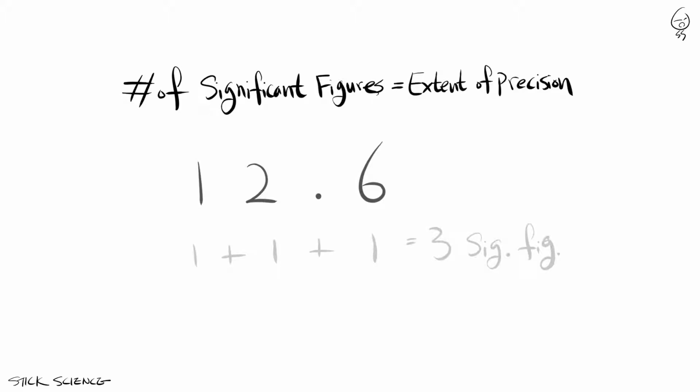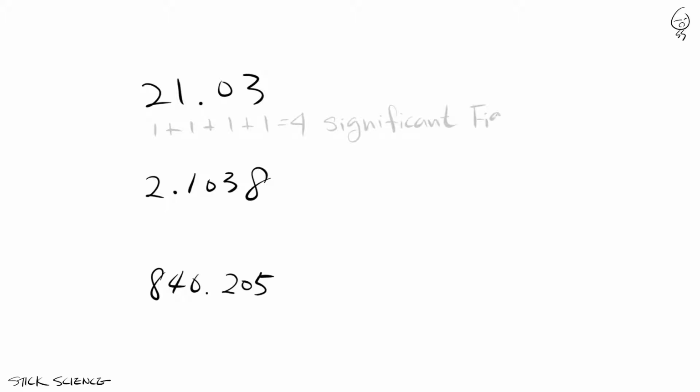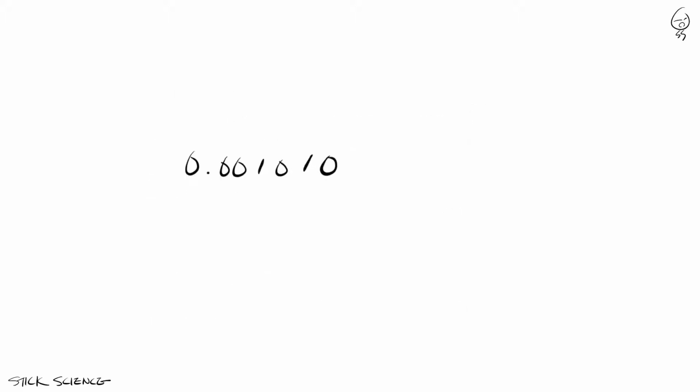Just add them up. For example, when we say there are 4 significant figures in 21.03, it means we measure to the 100th place, but we're a bit unsure about the last measurement. It's the same when we say there are 5 significant figures in 2.1038 and 6 significant figures in 840.205. Easy enough, right? Except things get a bit tricky when we have placeholders or zeros.